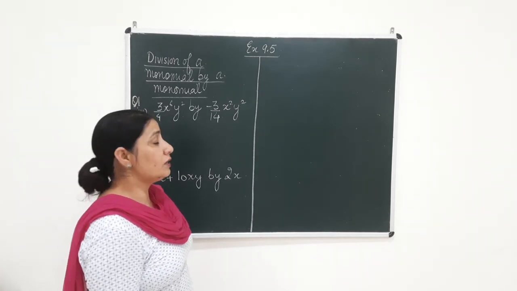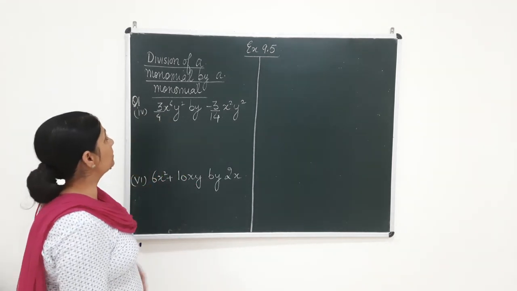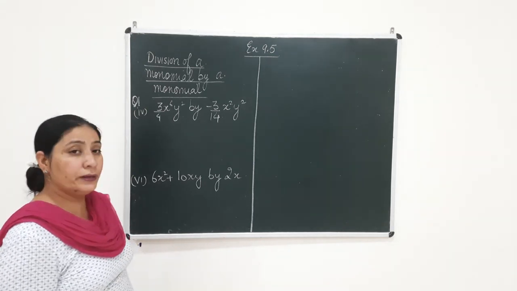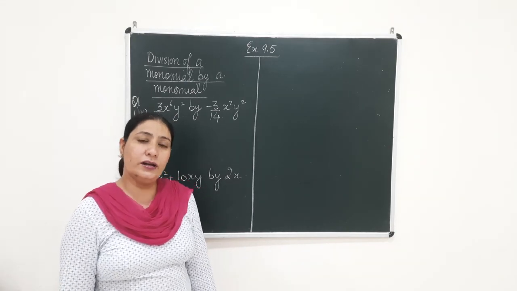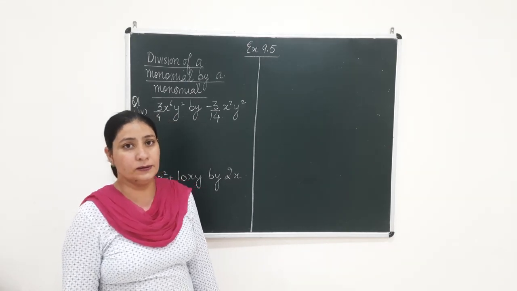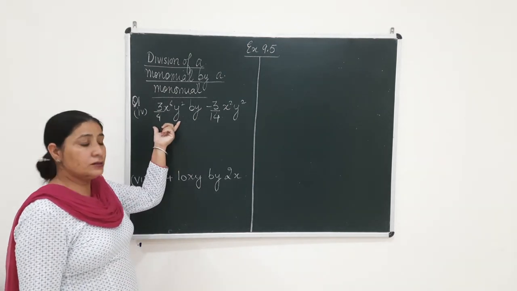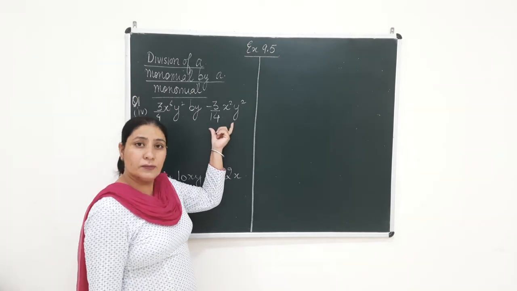Today beta we are going to start with exercise 9.5. In this exercise, first of all I will be discussing with you division of a monomial by a monomial. I hope all of you have seen the previous videos where I have already discussed what a monomial is. A single term algebraic expression is called a monomial. So now beta we have to divide this monomial with this monomial.